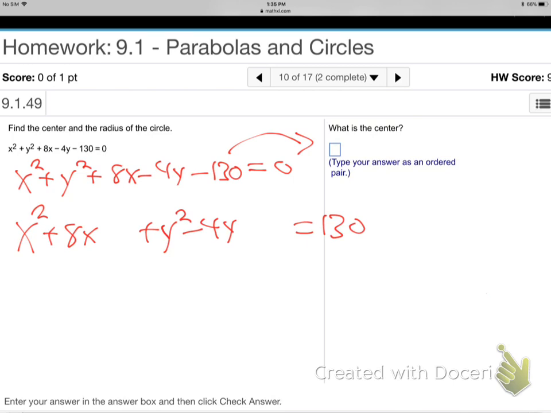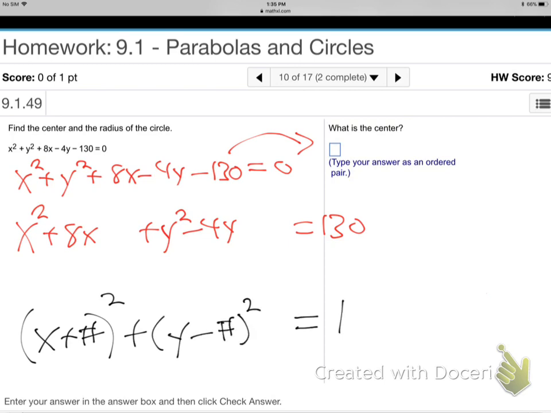Okay, so what I want to do is make this like x plus or minus a number, whatever, squared, and y plus or minus a number, whatever, squared, and then some number over there. Right? So I can go opposite, opposite, square root. How can I make this look like that and that look like that?